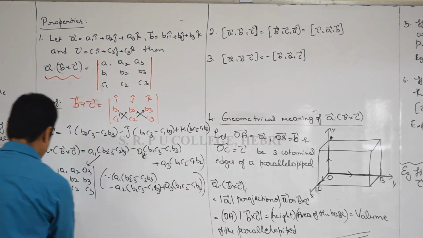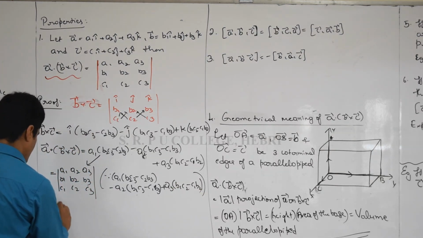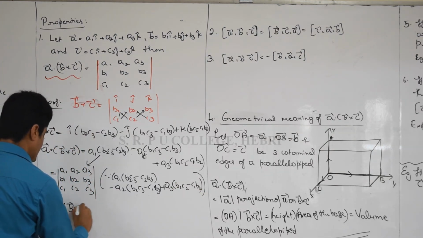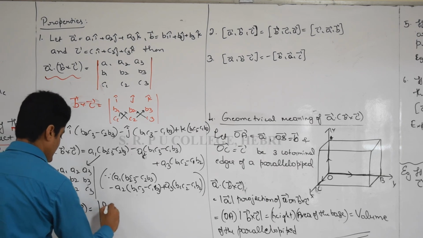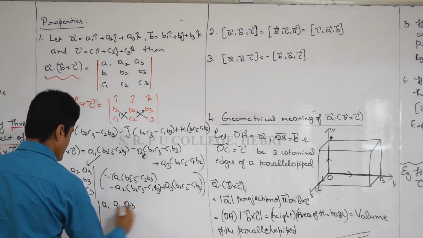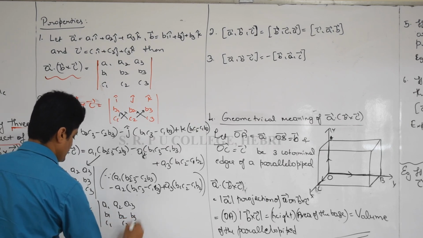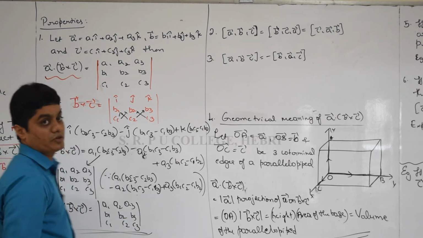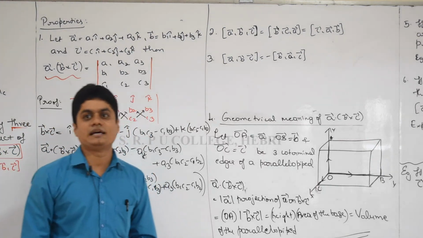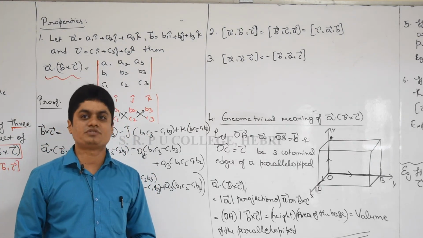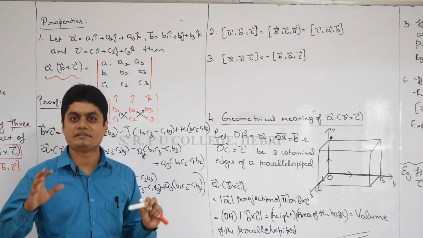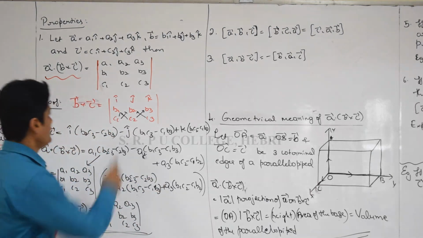So you can agree with this that vector A dot B cross C is nothing but the determinant A1, A2, A3, B1, B2, B3, C1, C2, C3. This is a very, very important result, because only this will help you to get the scalar triple product of three vectors when you know all the components of the three vectors. So remember, it is a scalar.